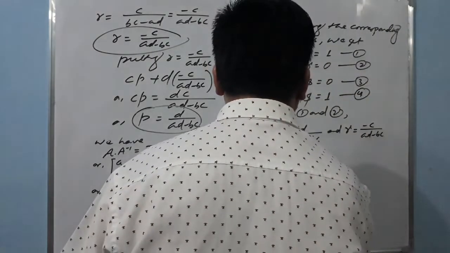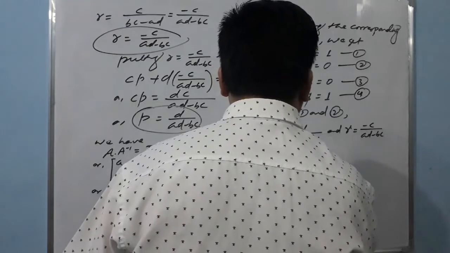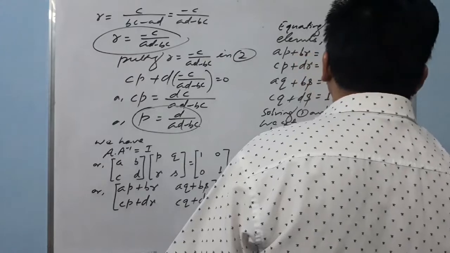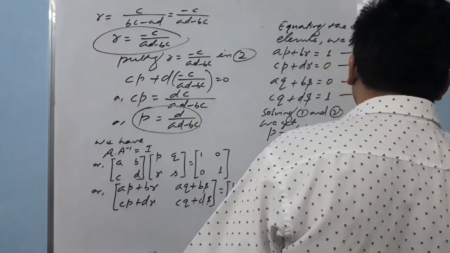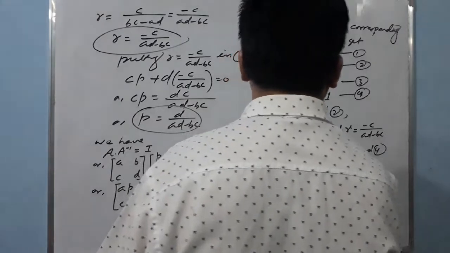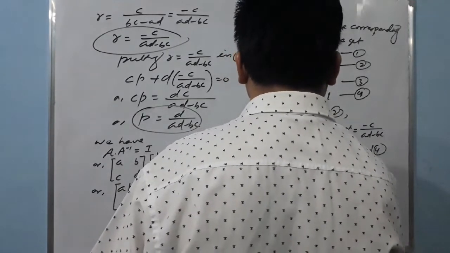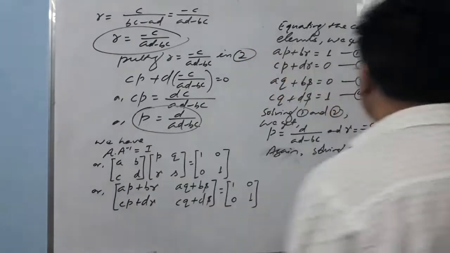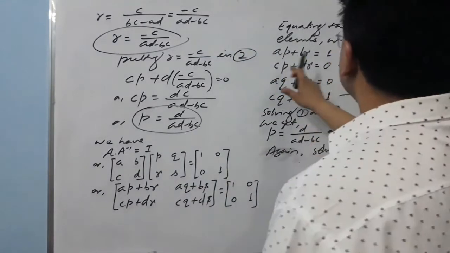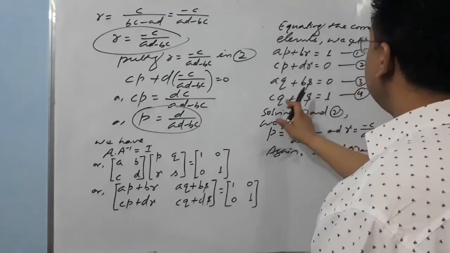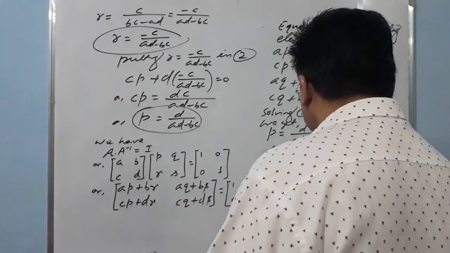And similarly, again solving 3 and 4. I'm using it again because here I've written directly. Solving 3 and 4, you will get P and R. From here we'll get Q and S.